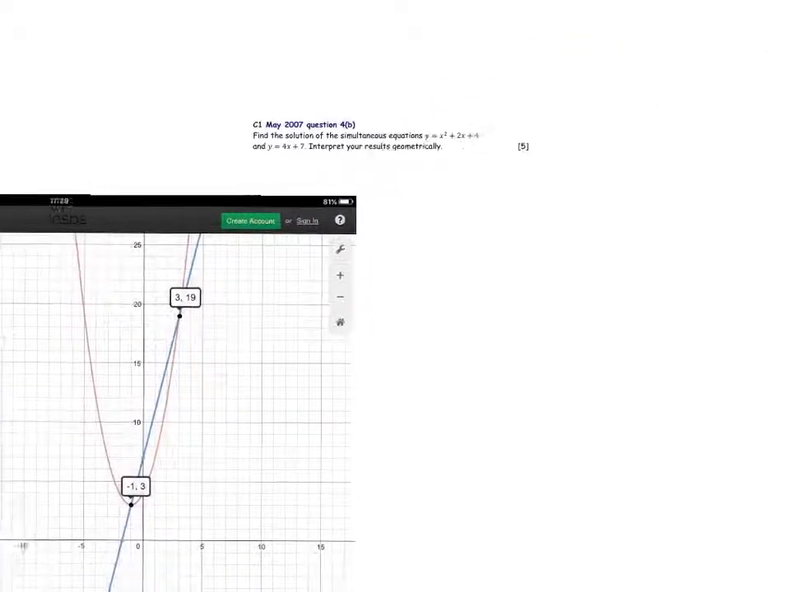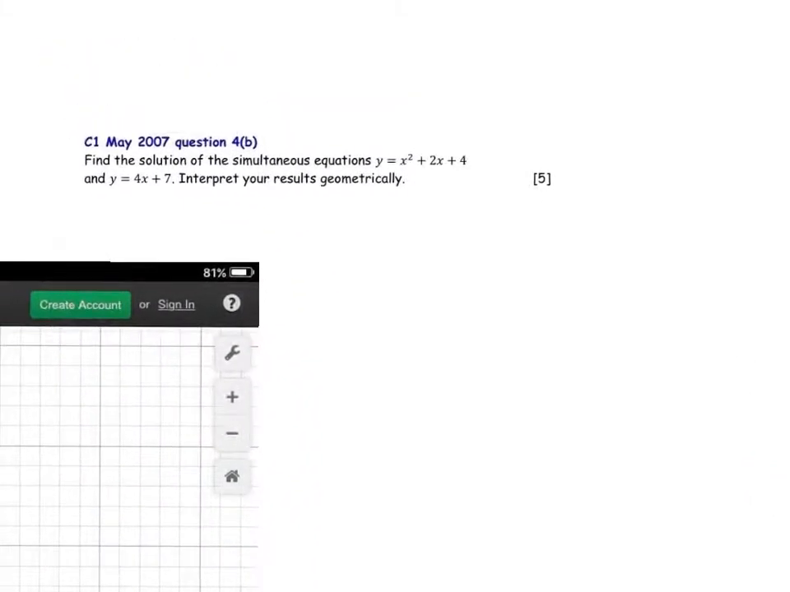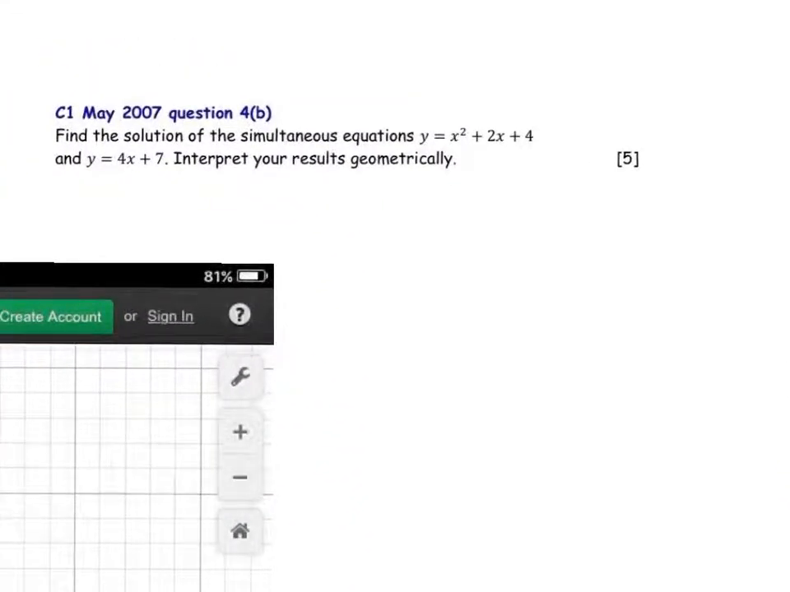The way that we were looking at solving these, however, was we were looking at saying that we'd have two graphs equal to each other. So the sort of thing I would do would be something like x squared plus 2x plus 4 would be equal to this graph here, and then I just put that equal to 4x plus 7.